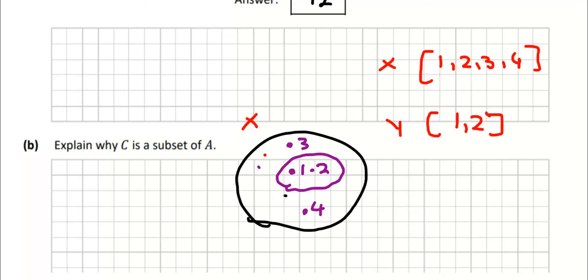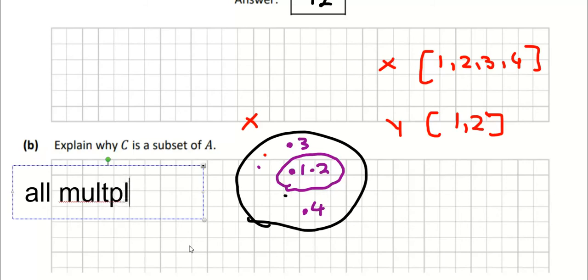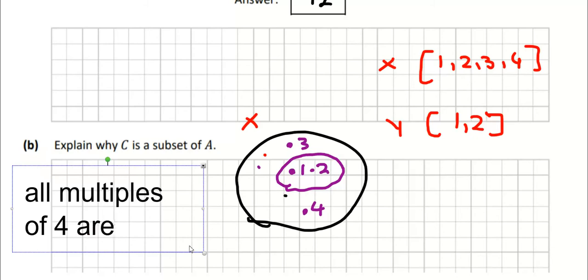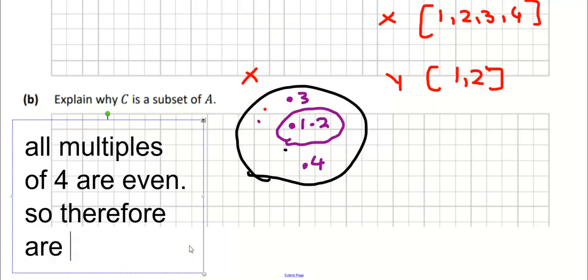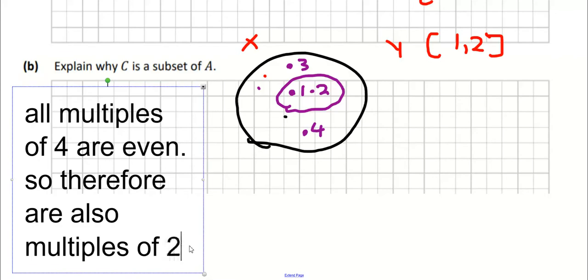We'll just type this out. All multiples of 4 are even, so therefore are also multiples of 2. Okay, there we go.